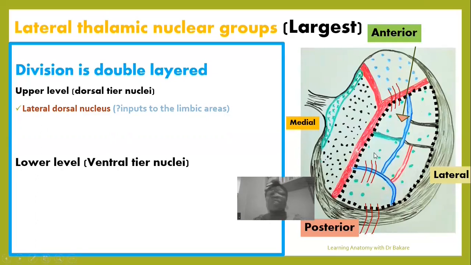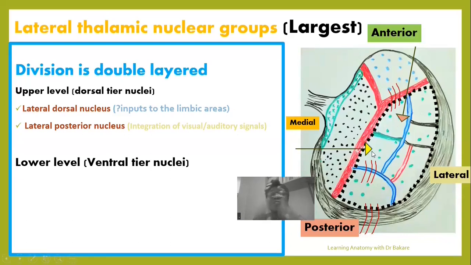Then the second nucleus located in the upper part, which is also a dorsal group nucleus, is the lateral posterior nucleus. This lateral posterior nucleus is what is arrowed here in yellow. You can see it is located behind the lateral dorsal nucleus. It is lateral because it's on the lateral side, and it is posterior because it is located at the posterior side of the thalamic group of nuclei. So this is what is arrowed here in yellow.